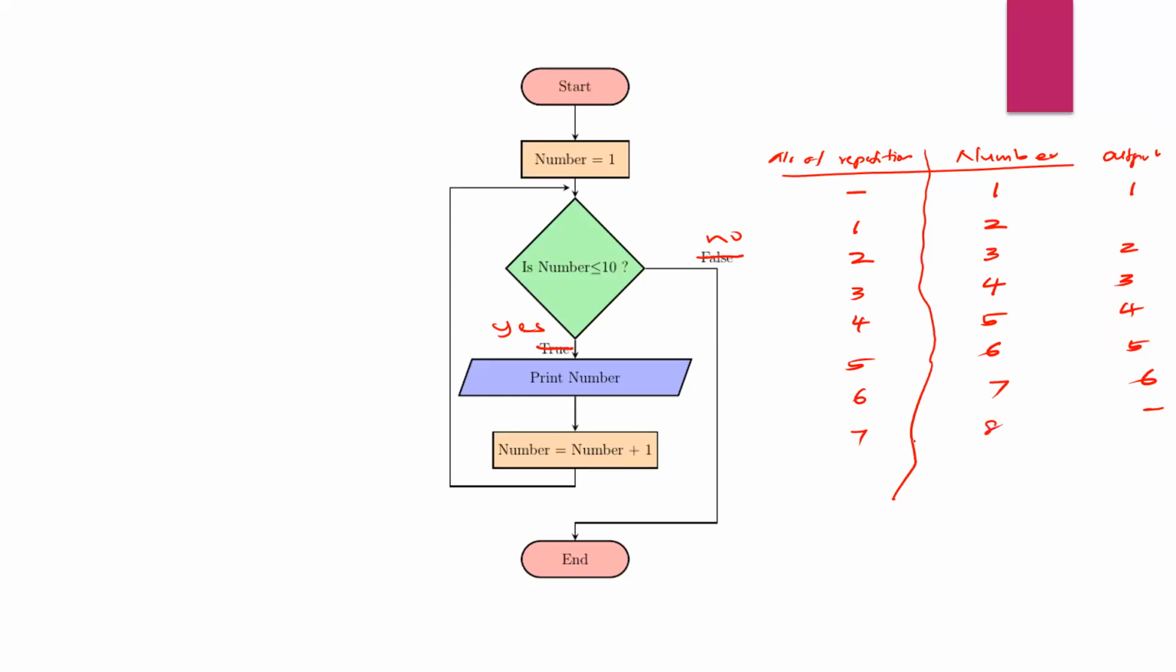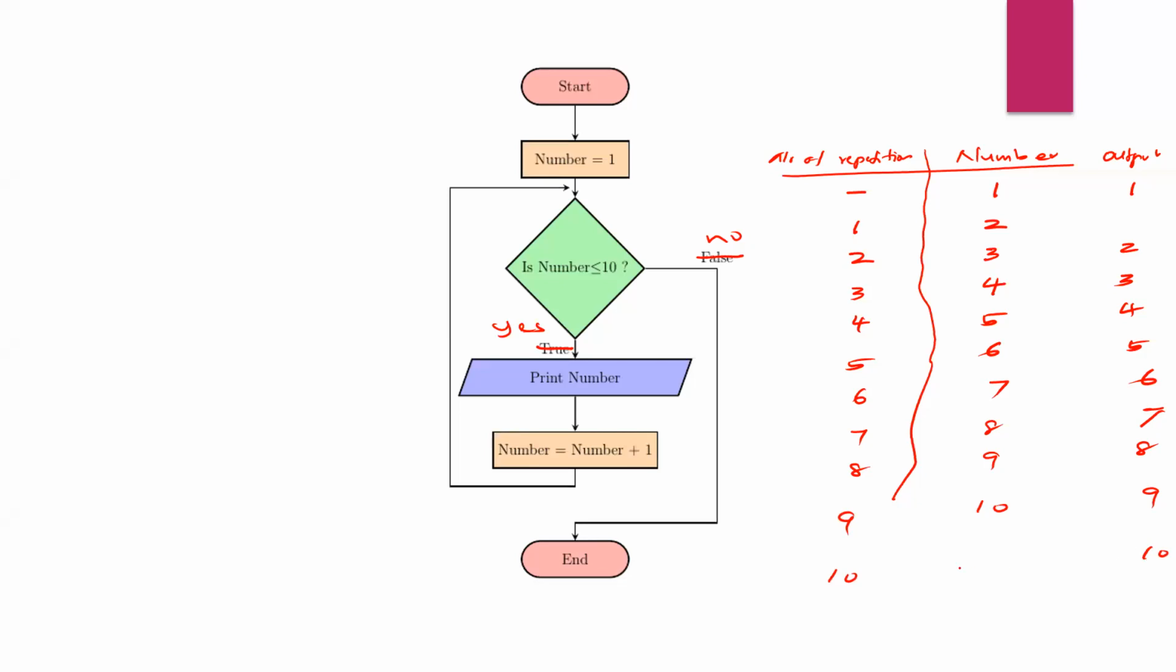And 7 plus 1 is 8. Eighth one, you print 8. And then 8 plus 1 is 9. Ninth one, you print 9. 9 plus 1 is 10. Again, 10 go up, this is 10.